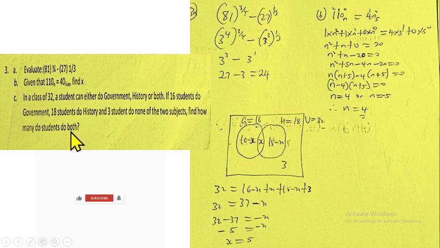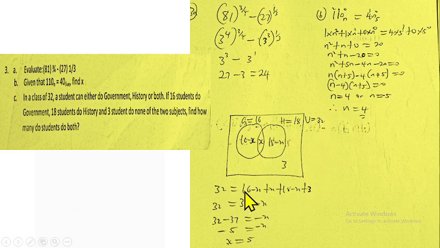So the people that do both of the subjects, we don't know, so we can represent that with X. So how do we know the people that do government only, which is the people that are here? That will be 16 minus X. People that do history only will be 18 minus X as well. Then the addition of everything should give us 32.